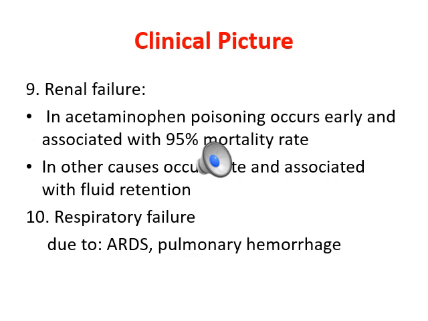Respiratory failure is also a common finding in patients with acute liver failure, usually due to adult respiratory distress syndrome and pulmonary hemorrhage. And by pulmonary hemorrhage, we mean the presence of blood within the alveoli.